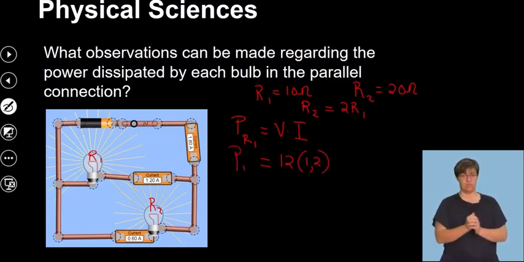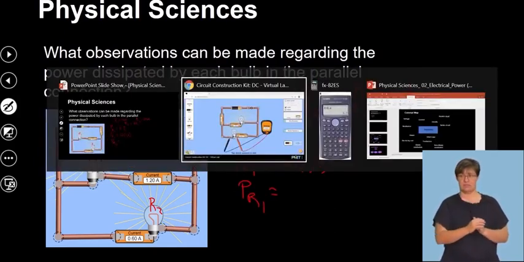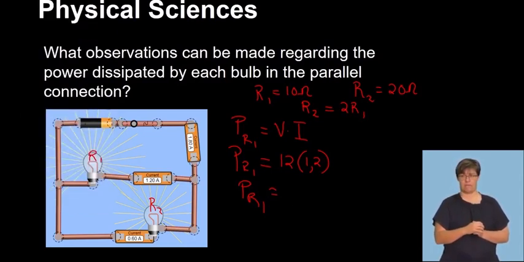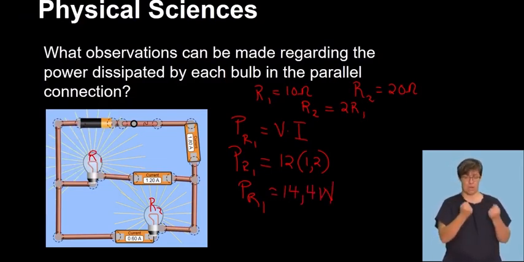So power for R1, P for R1 is equal to, let's go to our calculator. From our calculator, we've got 12 multiplied by 1,2. This gives us 14,4, so this is 14,4 watts. Now let's determine the power that is dissipated by R2.